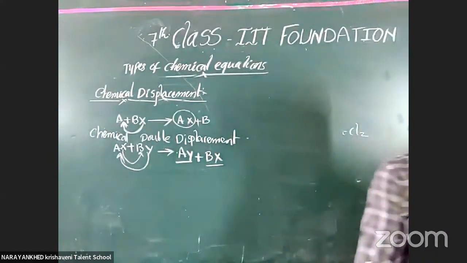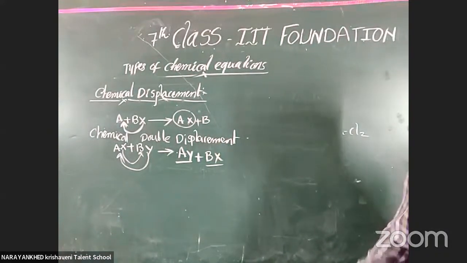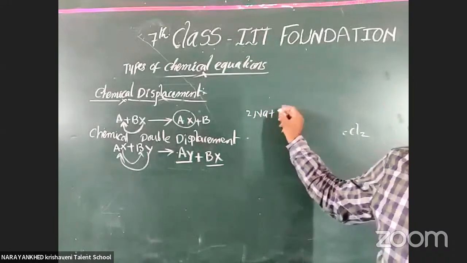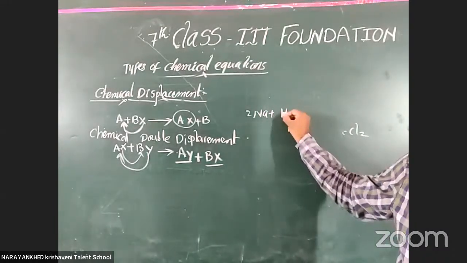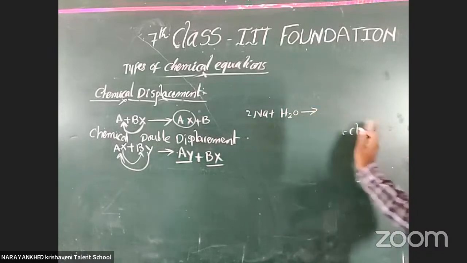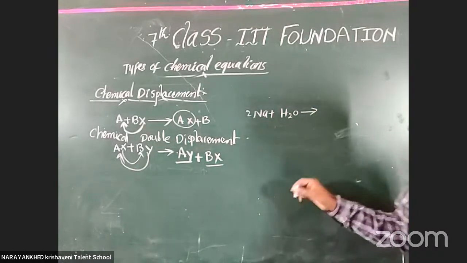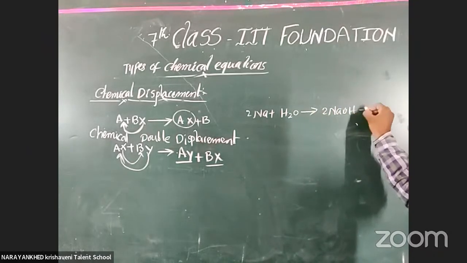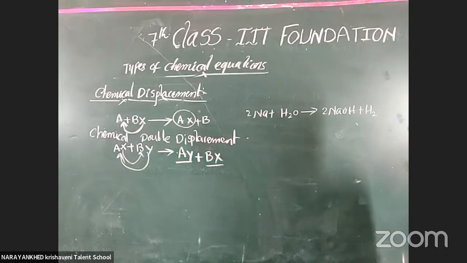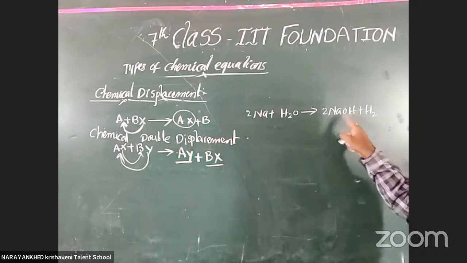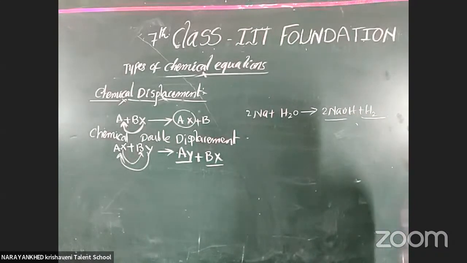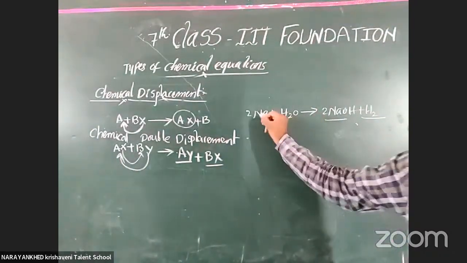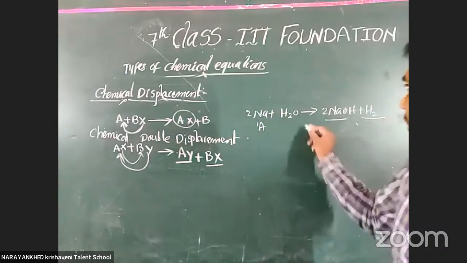Just check one reaction here. I have taken two sodium atoms combined with water. It will be formed as 2 NaOH plus hydrogen. Got it or not? 2 NaOH plus hydrogen. What is this called? Double displacement reaction. What is it? It is A. Now it is what?